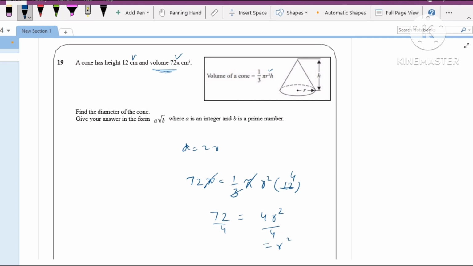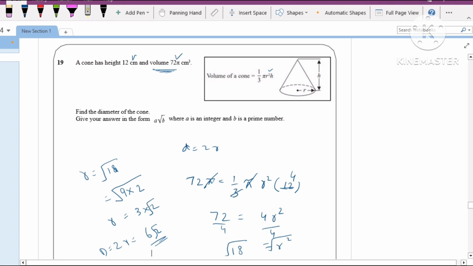That is 18. So taking the square root of 18, radius is equal to root 18. This surd can be simplified because we have a complete square within a multiple of 18, 9 times 2. So this becomes 3 root 2, and this is the radius. We will double it to make the diameter. Just double it, 3 times 2, 6 root 2. This is your answer in the form of a surd. So this is question number 19.